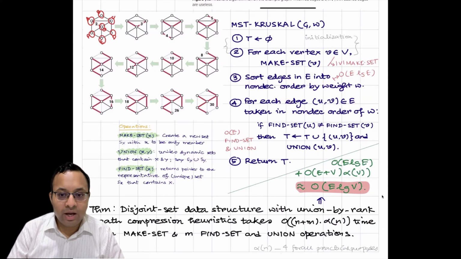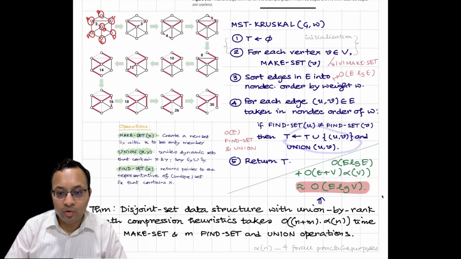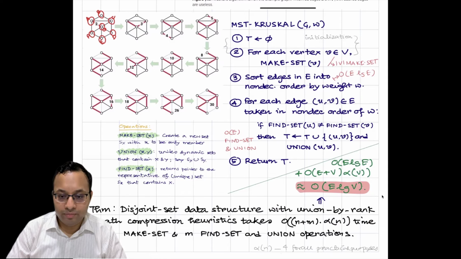We can add it. And that's why we're doing this T union UV. So we are putting the edge UV in T. And now we are merging U and V into the same component. This is the algorithm. Okay, now let's run the algorithm.